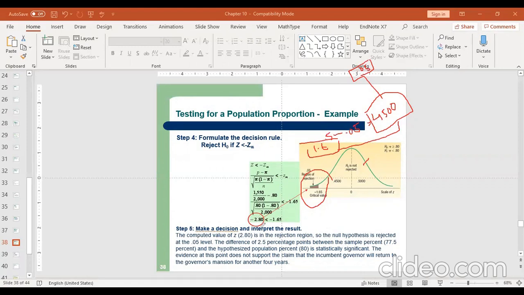The reason we have the rejection region on the negative side is because of this inequality sign, which suggests that the estimated value is less than the critical value. So the critical value is minus 1.65, which is greater than the estimated value of minus 2.80. So it will lie in the rejection region.